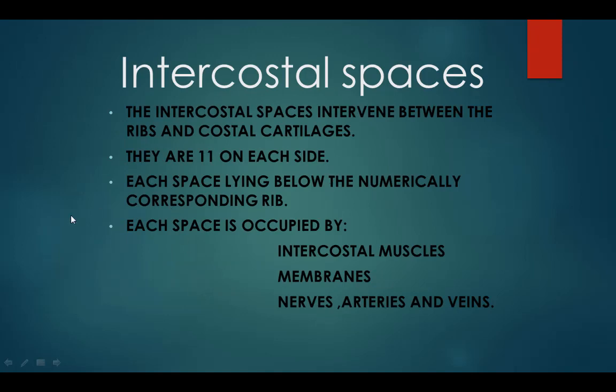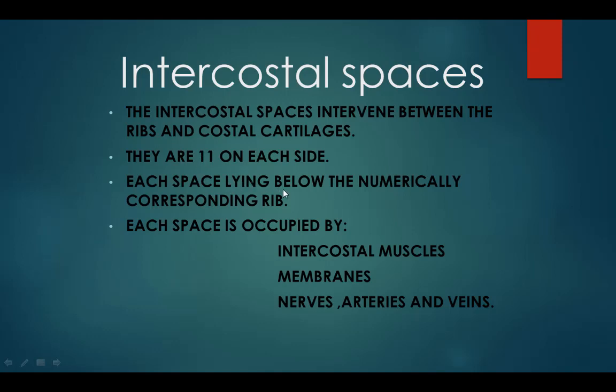So we have the intercostal spaces. The intercostal spaces are an interval between the ribs and the costal cartilage. They are 11 on each side posteriorly. Anteriorly, we have 9 intercostal spaces because the 2 floating ribs, 11 and 12, do not reach the sternum anteriorly, so we have 2 missing spaces anteriorly, but posteriorly they are 11 spaces.